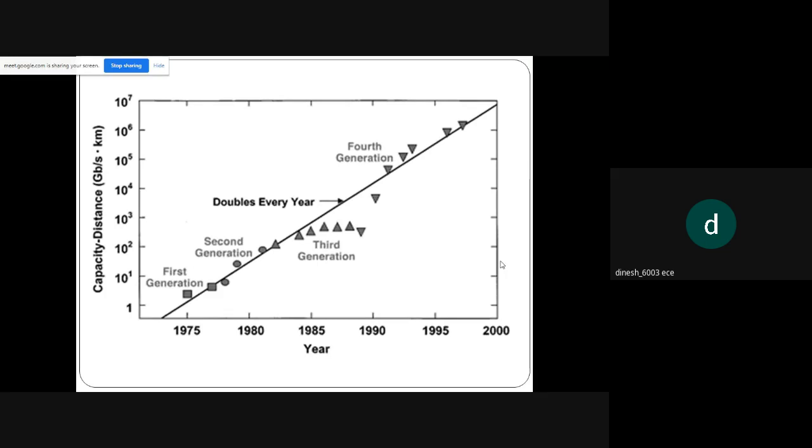So this graph will give us an idea of how the optical fibers came into evolution. The optical fibers were first used for long distance communications at railway stations. Morse was the inventor of this optical light communication system.